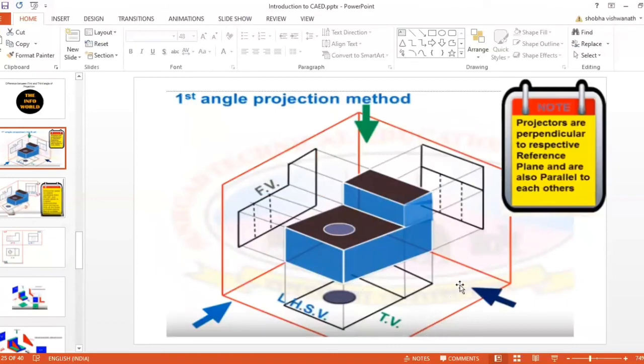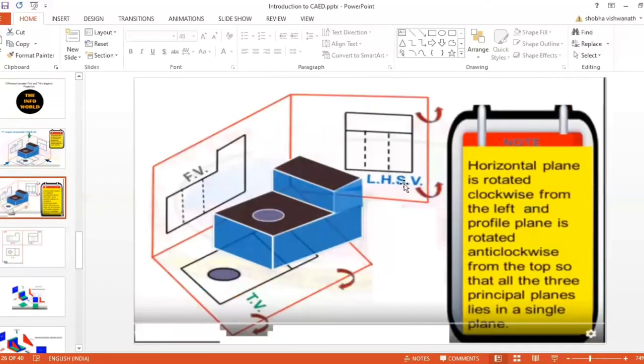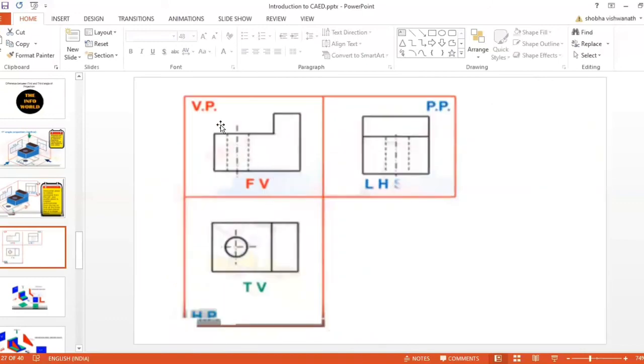By rotating this plane and this plane by 90 degrees downwards, one will be in the anti-clockwise direction and this one in the clockwise direction. When you rotate downwards, you represent the drawing in the vertical plane as the front view, in the horizontal plane as the top view, and in the profile plane as the left side view. This is most of the drawing you're going to observe and produce.